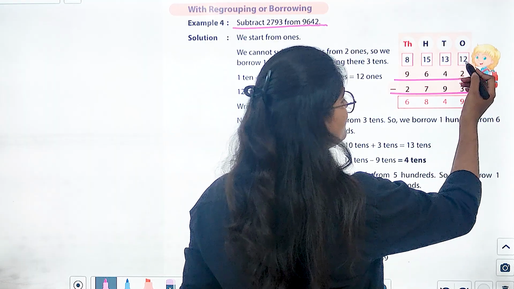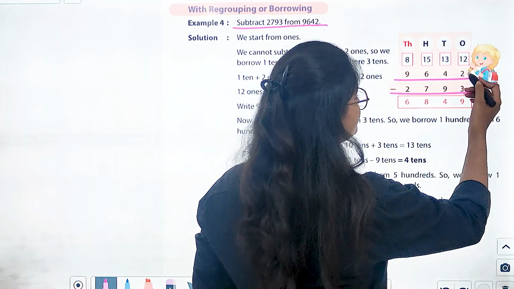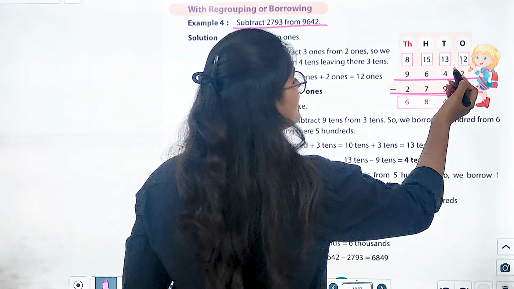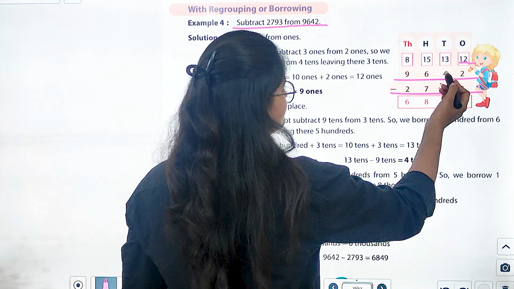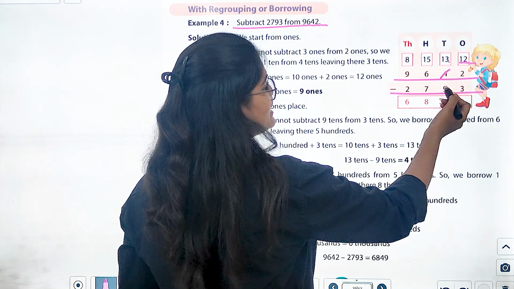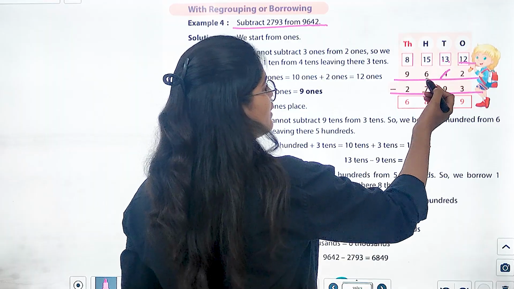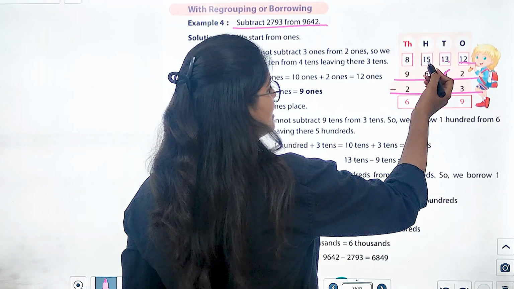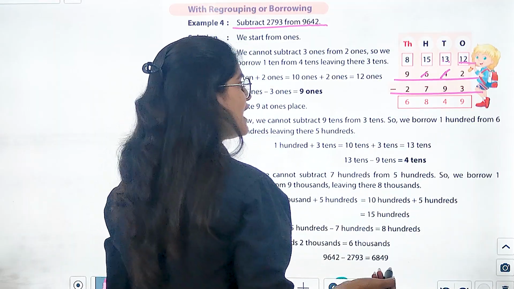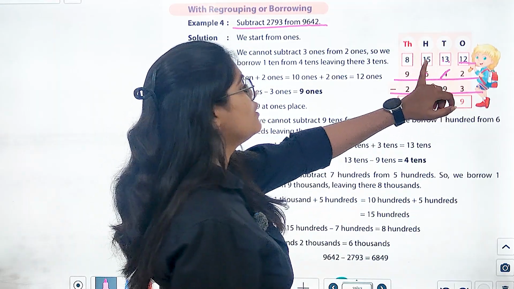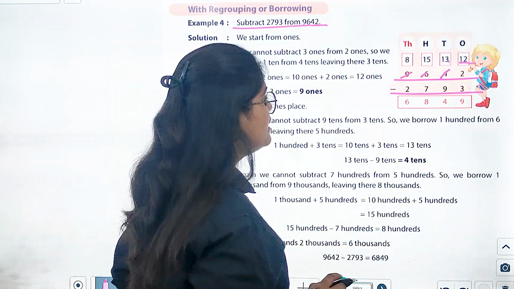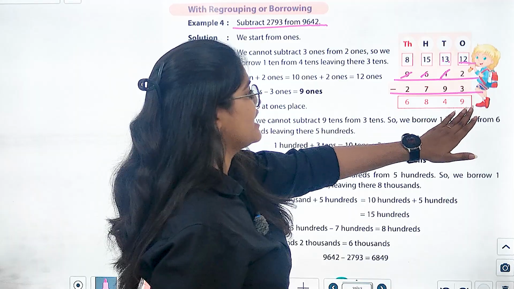So this 12. So 2 में से 3 हम नहीं minus कर सकते हैं. So we borrow 1 from here. Then it becomes 12. And after 4 it becomes 3. Then we can't subtract 9 from 3. Again we borrow 1 from here. And it becomes 5. Then 5 में से 7 again we can't subtract. So we again took a borrow. Then this 9 becomes 8 over here. Correct?